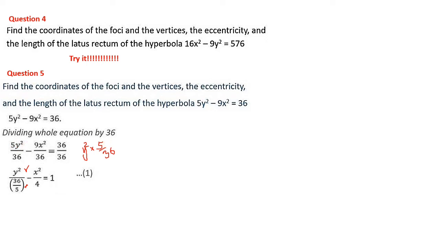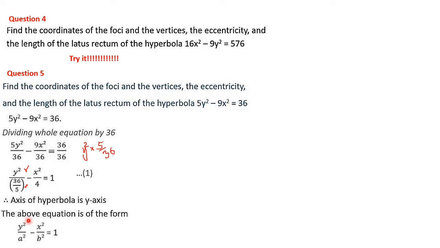Okay, but here also the same thing, x square divided by 36 by 9. 36 by 9 is 4, equal to 1. So the axis of the hyperbola is quite clear. The equation starts with y square, so the hyperbola is along the y axis. Then the generalization is y square by a square minus x square by b square equal to 1.